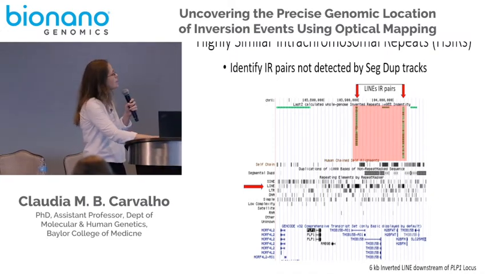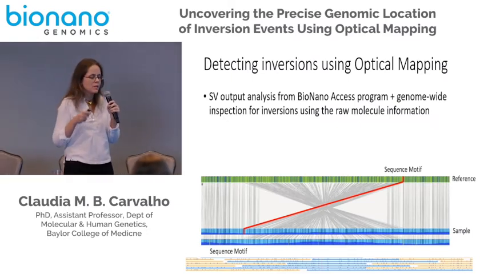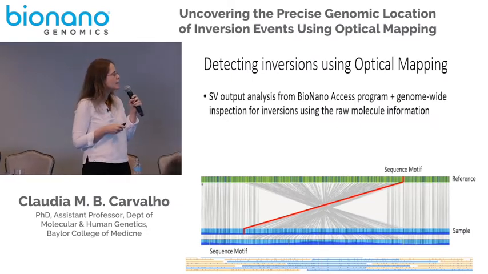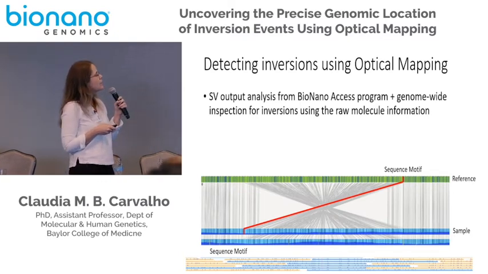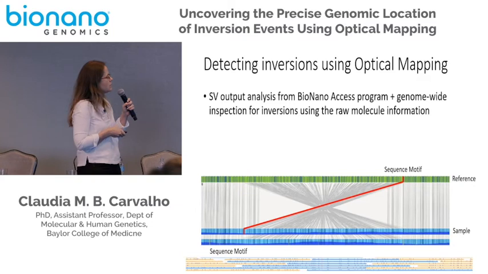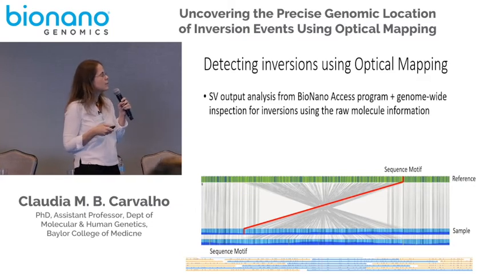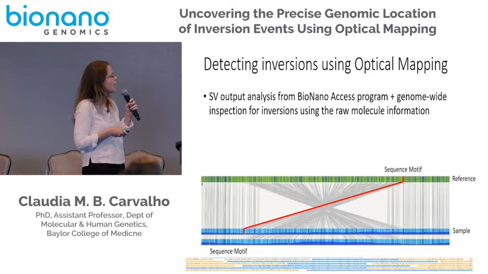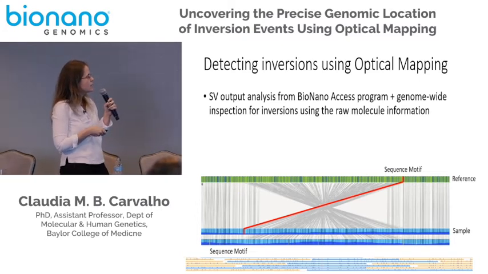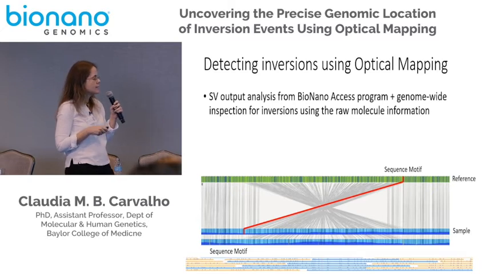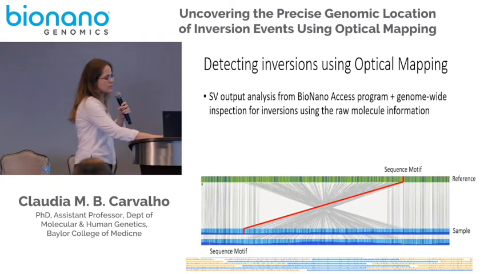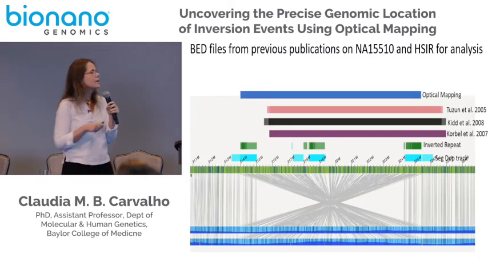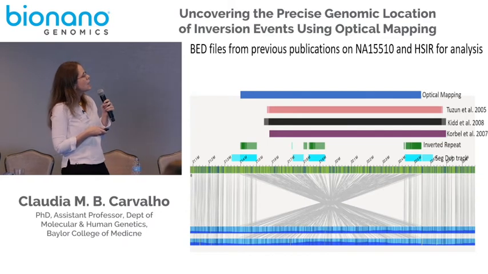So with this, we started building our pipeline to analyze the inversions on the sample NA1510. Here is just how we are doing the analysis, but I think everybody already probably went over this. And we can easily see the inversion, the inverted orientation of the sequence motifs compared to the reference with our sample. And we use the raw molecules to make sure we can see in the same molecule the breakpoints in cis.